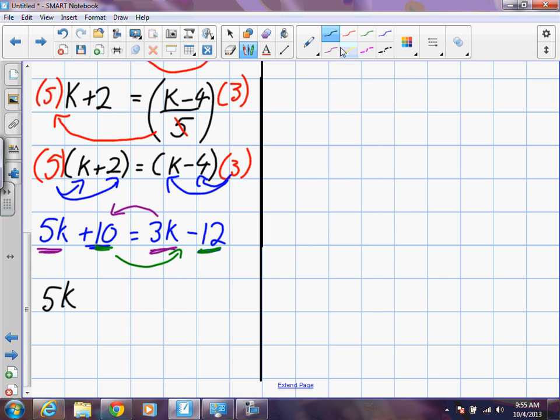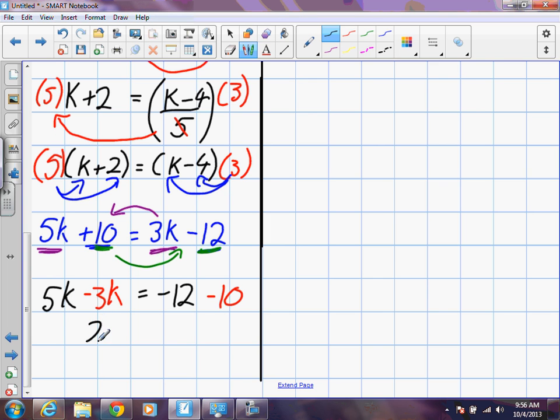Negative, because we're moving the entire term. Many of you get confused. If I wanted to separate the 3 from the k, I'd have to divide by 3. But if I'm moving the whole term as 1, because it's positive, it becomes negative on this side. We'll do that in red. Negative 3k is equal to, I'm going to leave the negative 12. And when I move 10 over to the other side, what does it become? Negative 10. Excellent. So now our like terms are all together. 5k minus 3k?